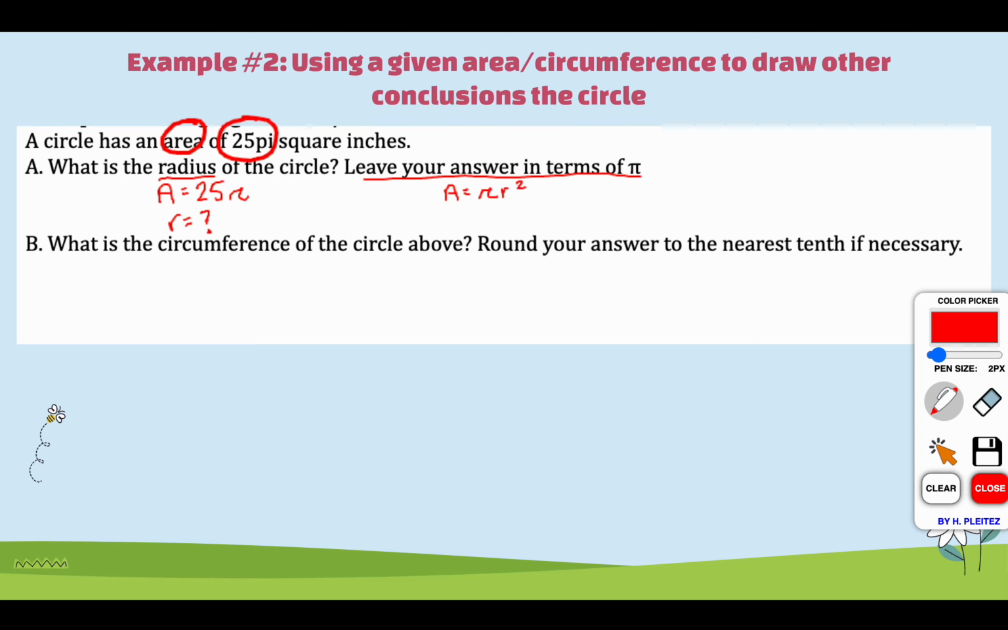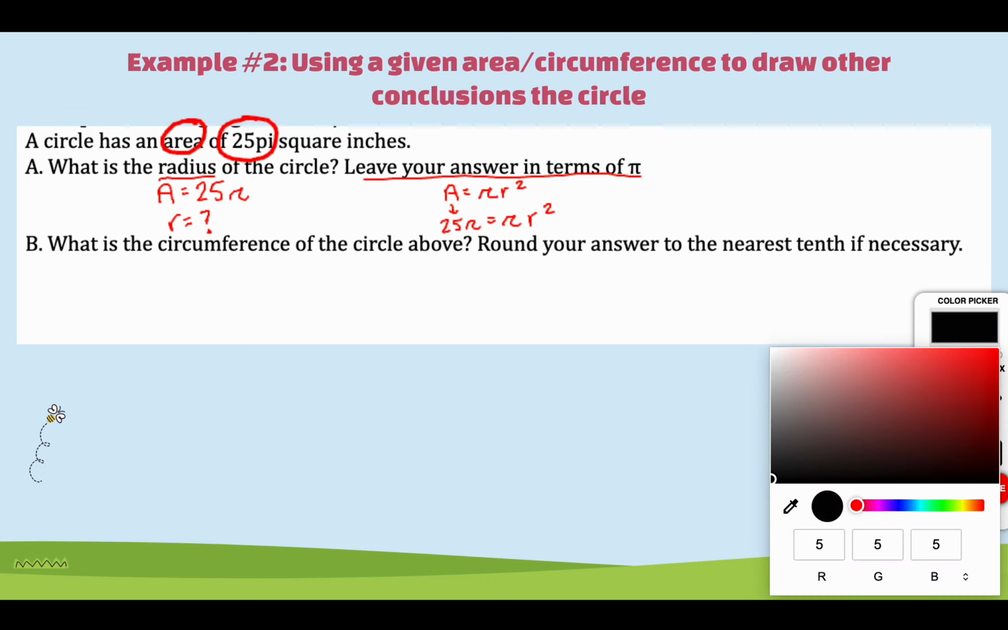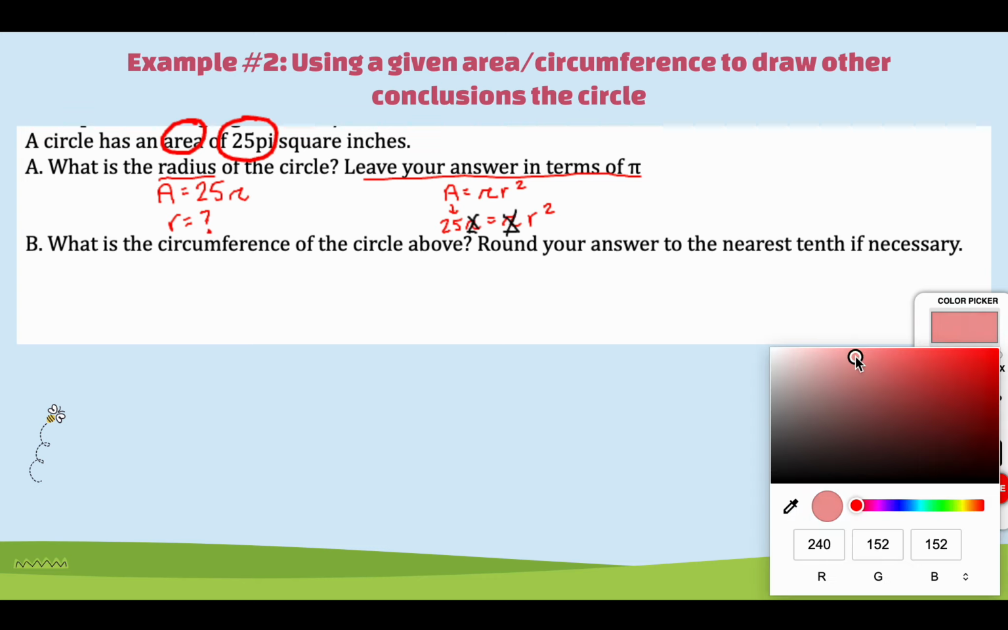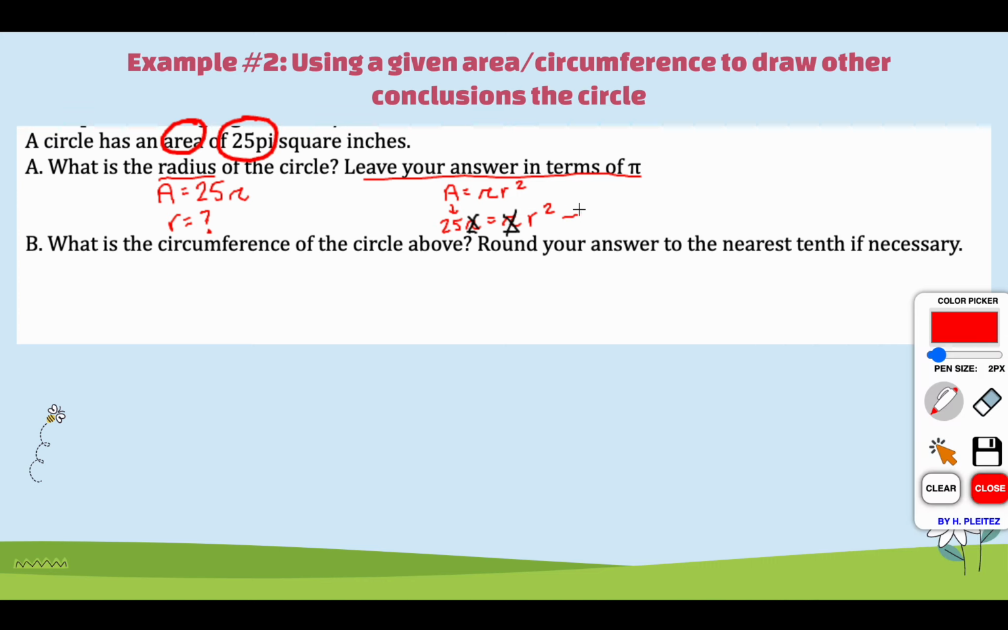I have capital A right now, I have our area, so I'm going to go ahead and substitute that in. 25 pi equals pi r squared. What's interesting about questions like this is that you might have pi on both sides of the equation. If you do, they end up dividing and simplifying out. So if you see pi on both sides, you can just cross them both out. Then we are left with 25 equals r squared. If we take our square root, we get that 5 equals our radius.